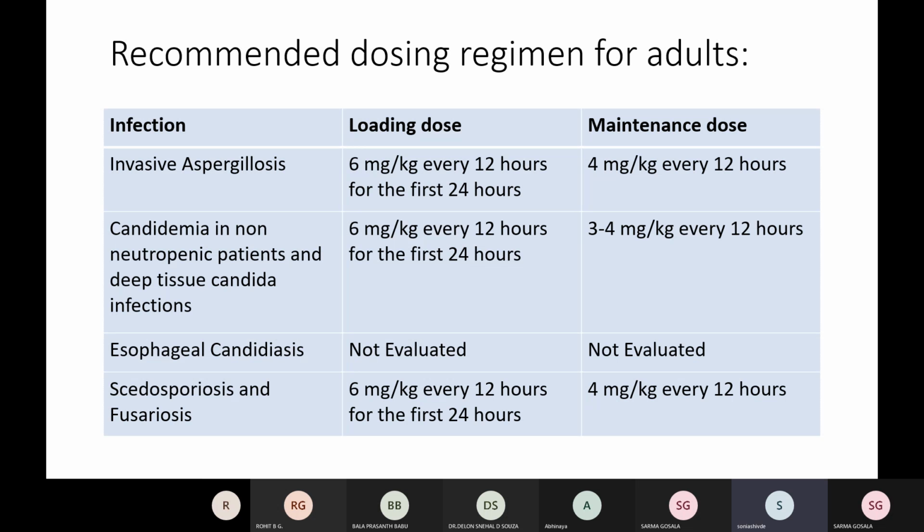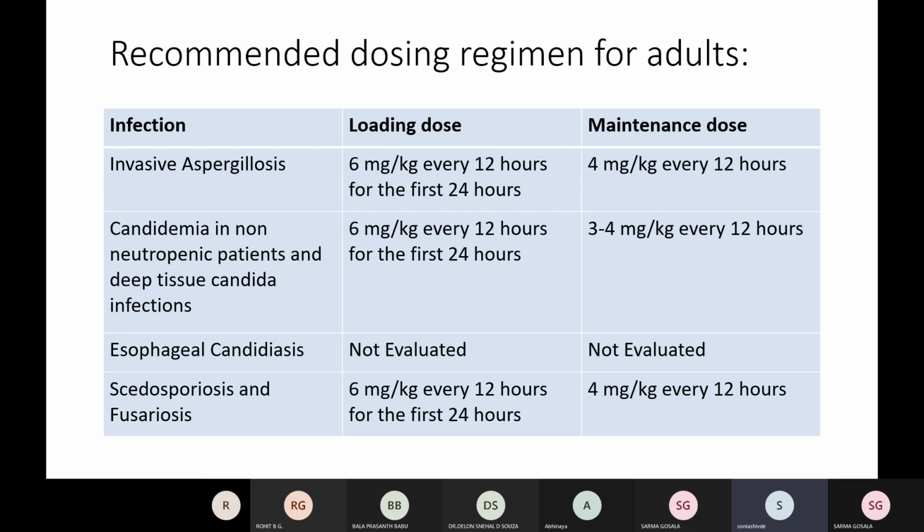Coming to the dosing regimen for adults, on the left side there are infections for which it is approved, and the loading dose and the maintenance dose. For invasive aspergillosis, the loading dose is 6 mg per kg every 12 hours for the first 24 hours, that is on day 1. The maintenance dose starts from the second day and it is 4 mg per kg every 12 hours.